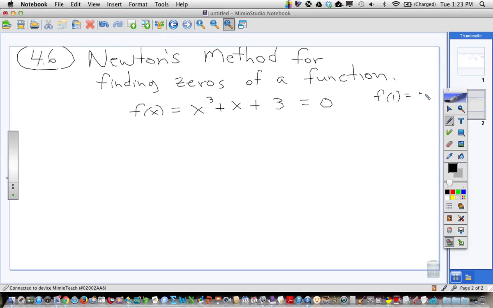You get 5, right? Plug in a 1. 1 plus 1 plus 3, we get 5. Well, what were we hoping to get? We're hoping to get 0. Shoot. Well, we didn't get it. Okay, what else do you want to put in?